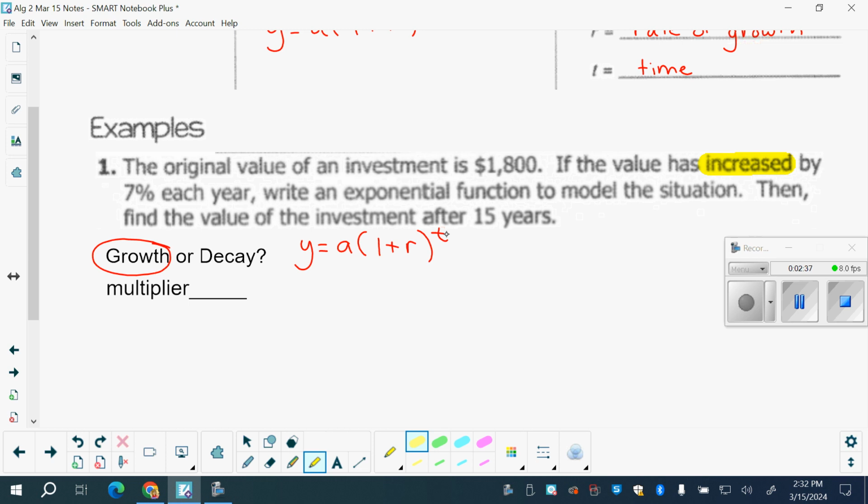So what is our starting amount, our initial amount on this one? 8,100. And what is our rate of growth? 7%, which as a decimal is 0.07. You're always moving it 2 decimal places to the left, because it's per 100. That's what percent means. What's our t in this one? Our time? 15. So we want to solve for y. So how would we do this?